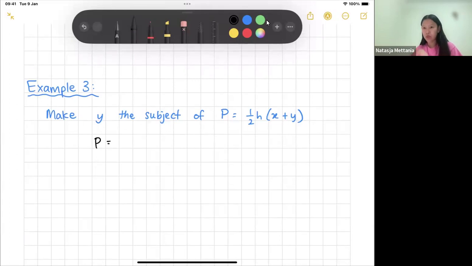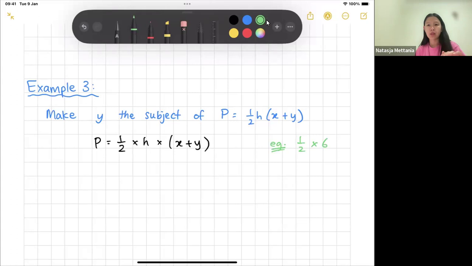This formula is basically, if we were to expand it out, half times h times bracket x plus y. Now, one thing that makes this type of example a little bit tricky compared to examples 1 and 2 is that fraction there, that half. What I want you to look at is a smaller example. So let's say I had half times the number 6. I don't care about the answer. I'm caring about how it works.